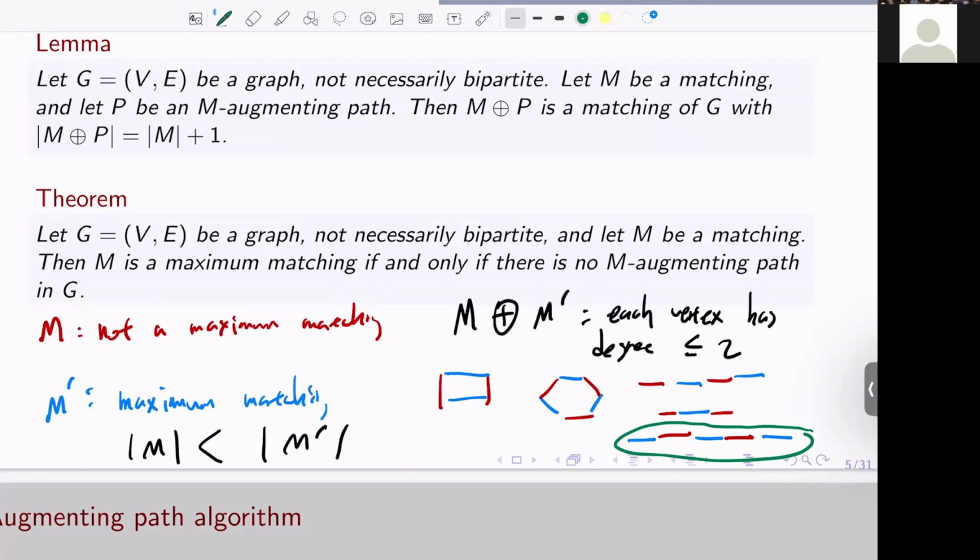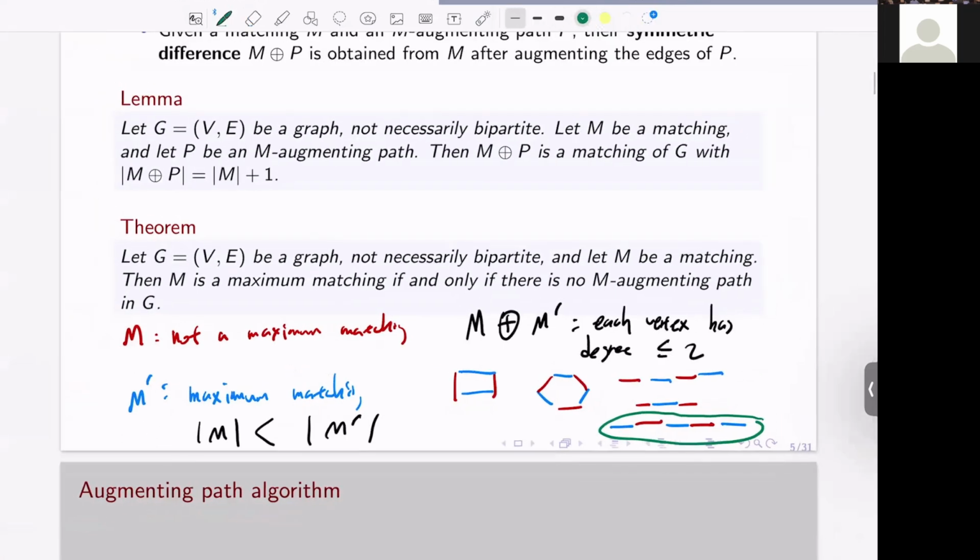Okay. But each path has to be alternating. So if you have more edges in M prime, it has to be something that ends with both blue edges. But if you turn it into the original graph, it will be an augmenting path in terms of red edges. So this is an M augmenting path. So this is basically the proof.